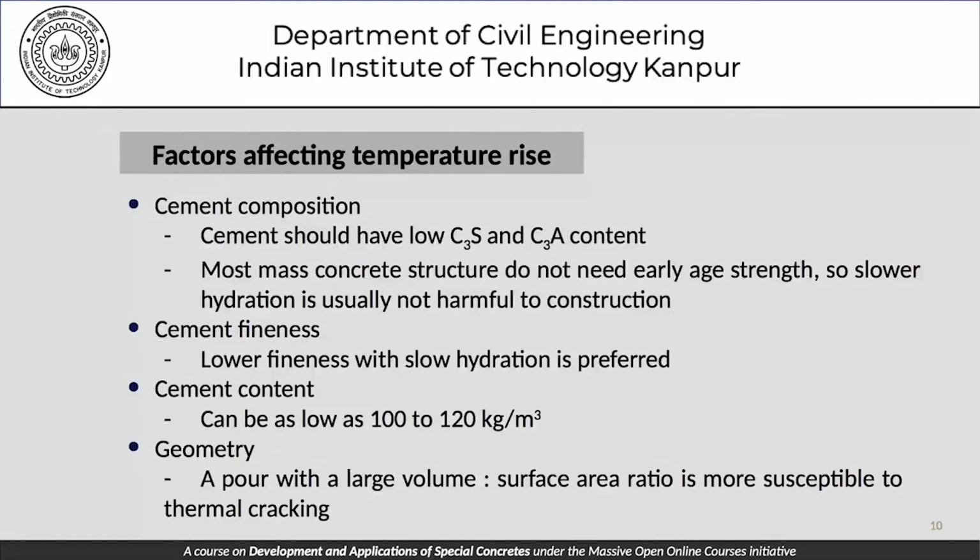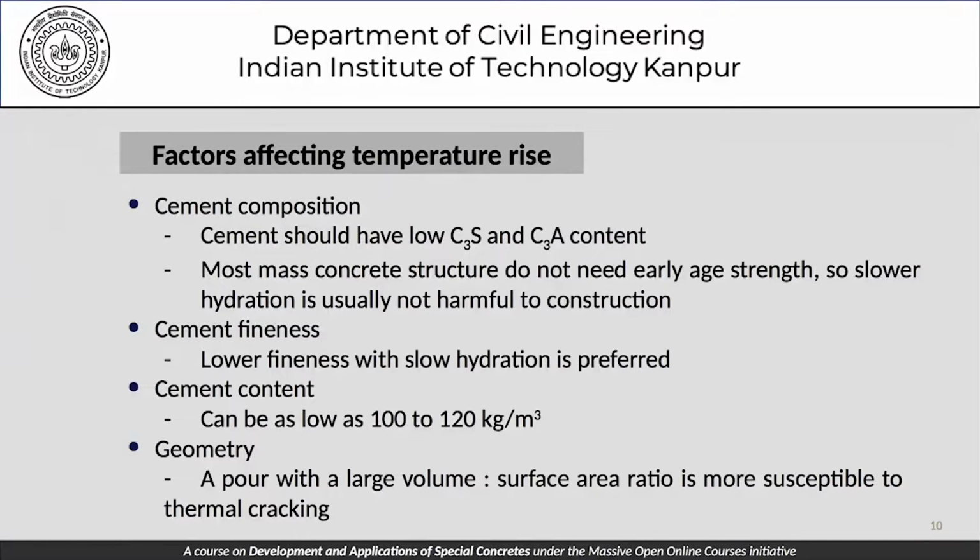Once we agree that after we place the concrete there will be a temperature rise, what are the factors that affect this temperature rise? One factor is cement composition, and the cement should have low C3S and C3A content, and since in mass concrete most of the times we do not need early age strength, we can make do or we can live with slower hydration in the beginning, and that does not harm our construction. The fineness of cement is another part. Lower fineness with lower or slower heat of hydration, slower hydration to begin with, that would be preferred.